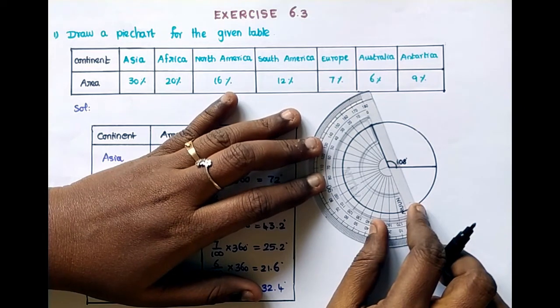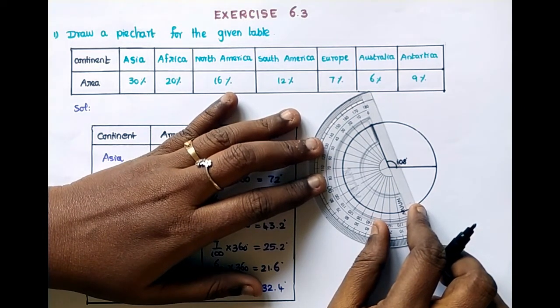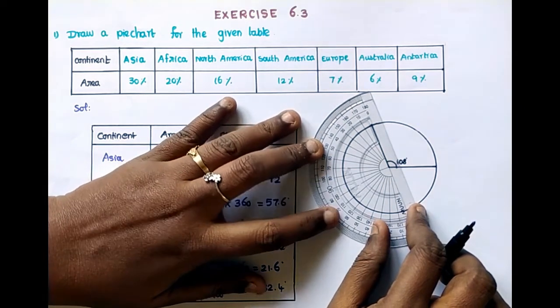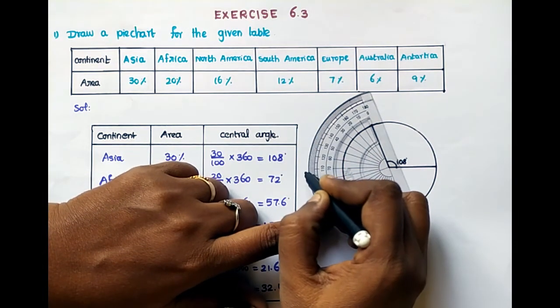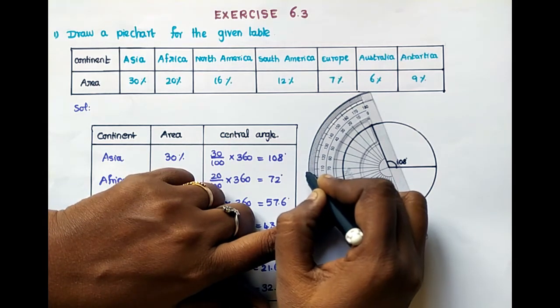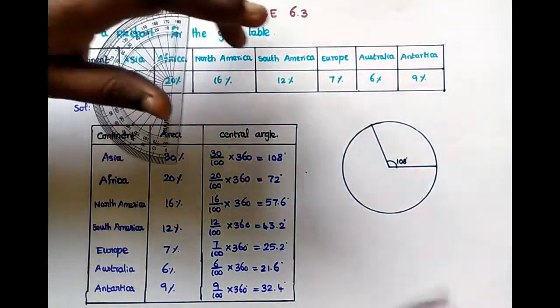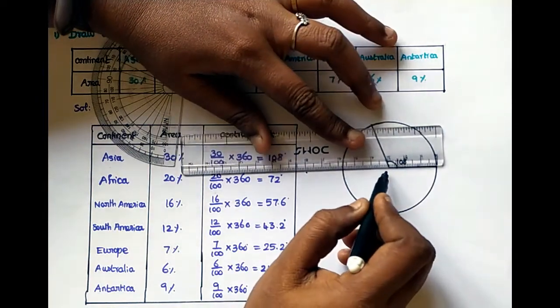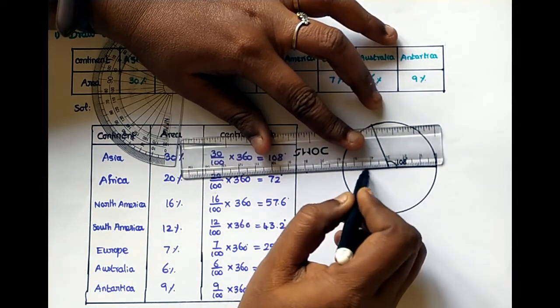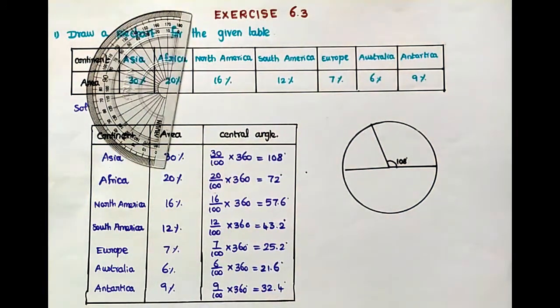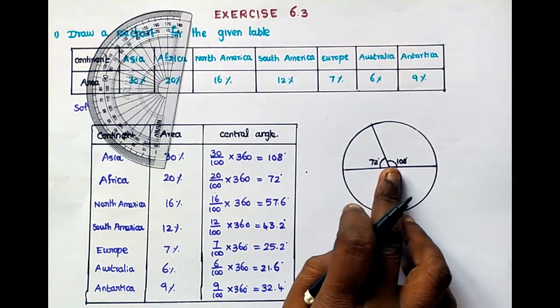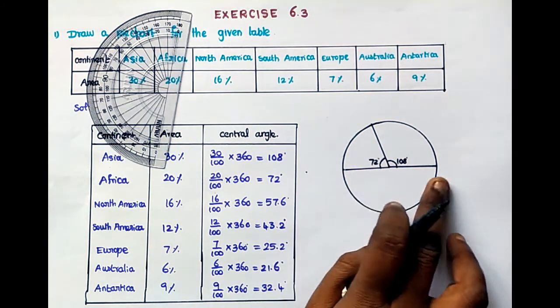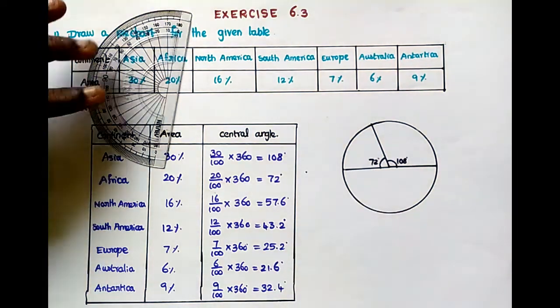Next, from the line, keep your protractor. You have to measure 72 degree. 70 here, and then after two lines we have to measure that. 108 plus 72, that is 180, that is a straight line. Okay.